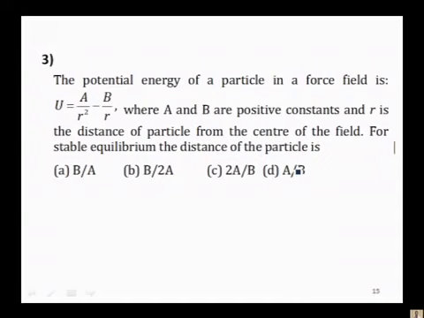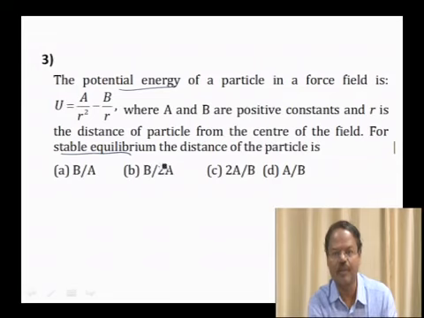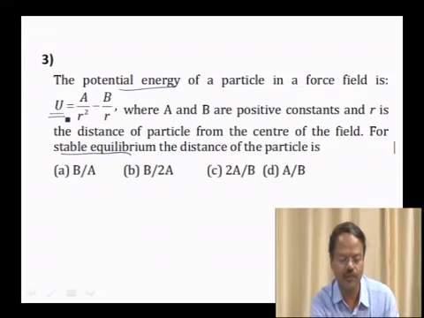Then going to the third one, potential energy of a particle is given as A by r square minus B by r, where A and B are positive constants and r is the distance of the particle from the center of the field. That means the source of that. For stable equilibrium, the distance of the particle is. So notice that stable equilibrium corresponds to net force becoming 0, and net force becomes 0 if the field becomes 0, and therefore the differentiation of this should become 0.